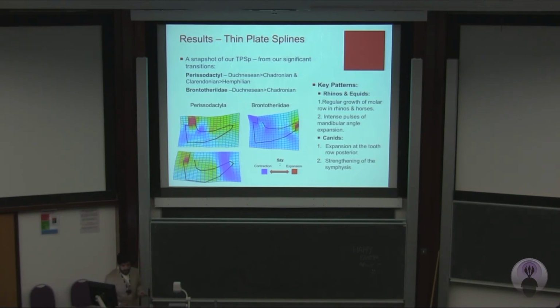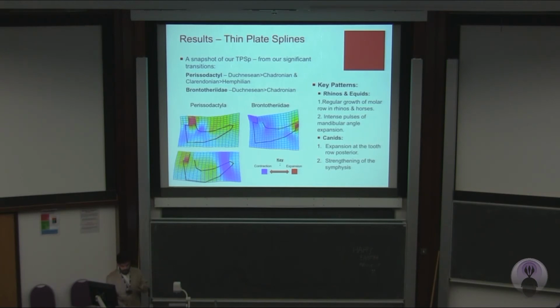In the canids, we see expansion of the tooth row posterior, so that's around the premolar, so we're thinking that might link into the development of the carnassial, and that tooth is very related to sort of shearing function, and we're thinking maybe that could relate to changes towards bone crushing in the borophagids, and also maybe hypercarnivory. And additionally, we see strengthening of the symphysis in the later canid, the Canis, I should say, perhaps reflecting a change in hunting patterns.